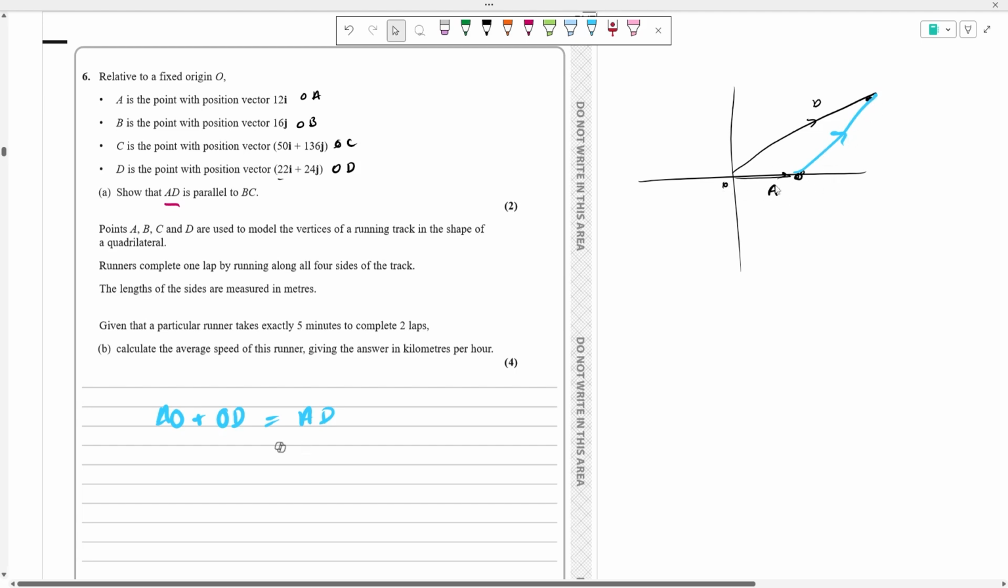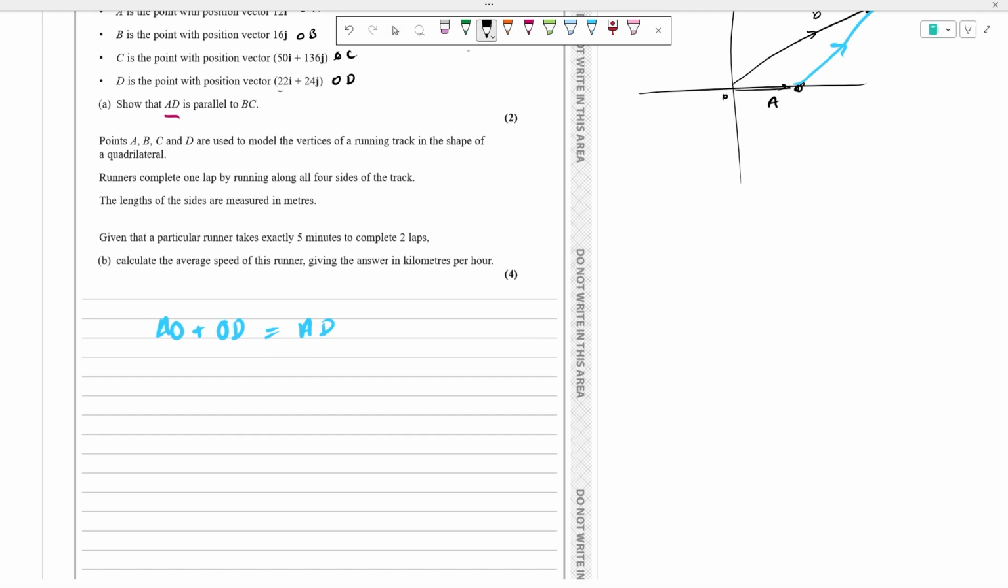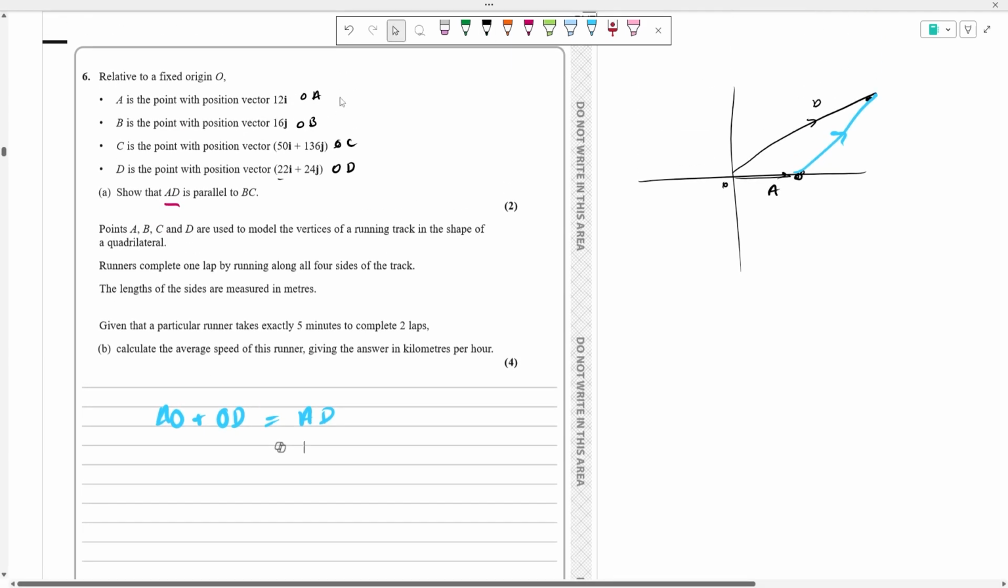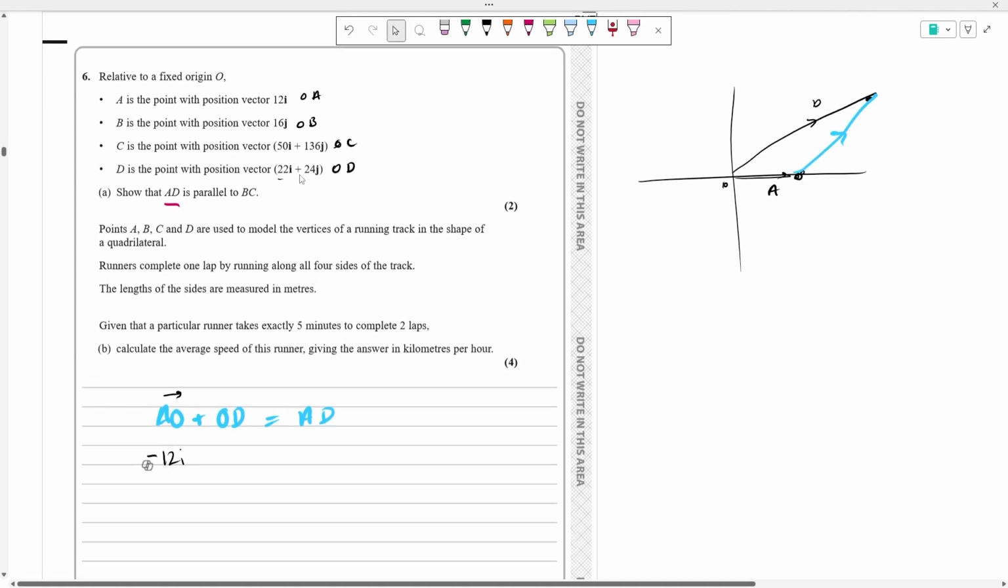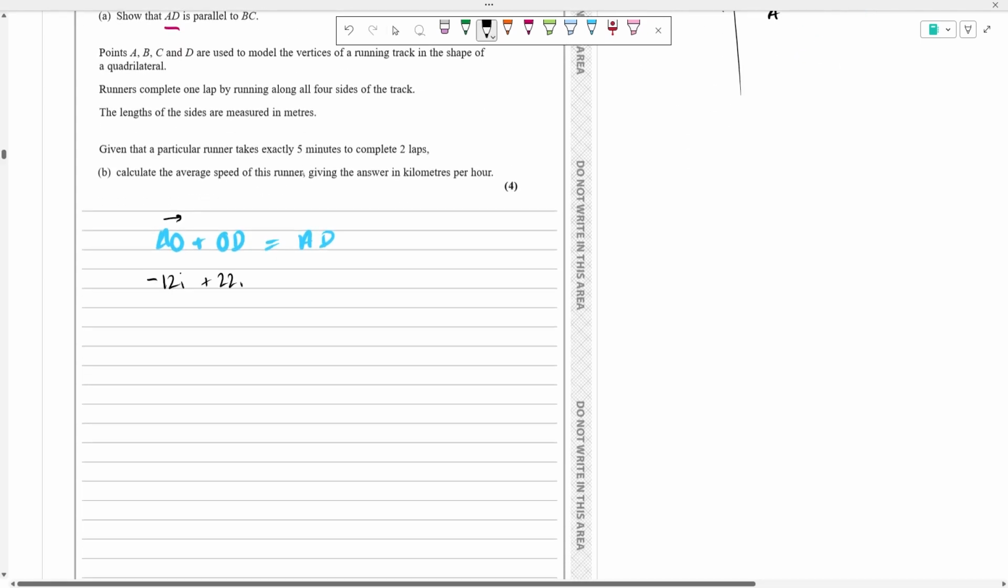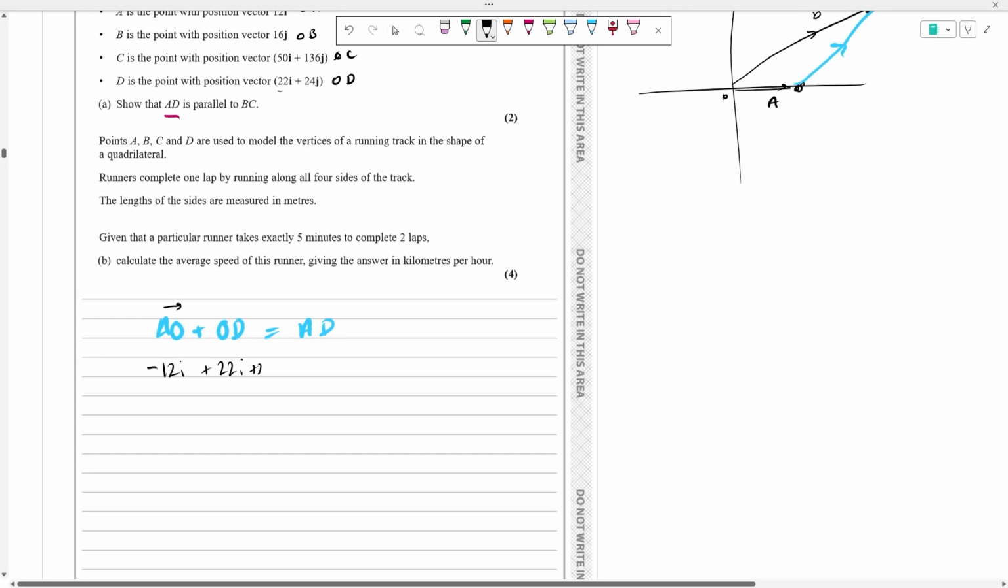Okay, and sometimes drawing it can be helpful. It doesn't have to be necessarily accurate, like I've kind of just made a quick sketch. And this is going to be AD. So AO, as we've written down, we're going to flip around. So if OA is equal to 12i, that means that A to O must be -12i. It gets flipped around. OD is still the same, so that's going to be plus 22i plus 24j. And we simplify this, this becomes 10i plus 24j.